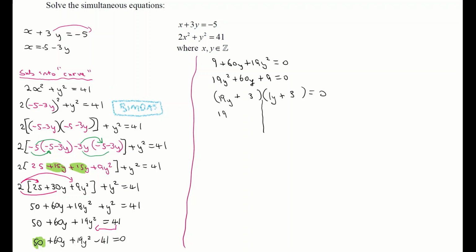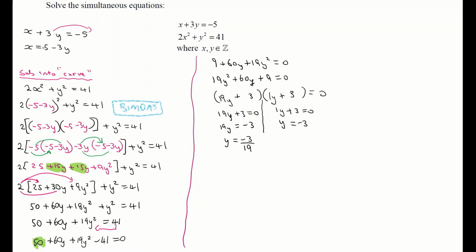So I get 19y plus 3 is equal to 0. 19y is equal to negative 3 when I move over the 3, or take 3 from both sides. So that finally gives me y is equal to minus 3 over 19. And my second value is 1y plus 3 is equal to 0. That means that 1y, or y, is equal to minus 3.